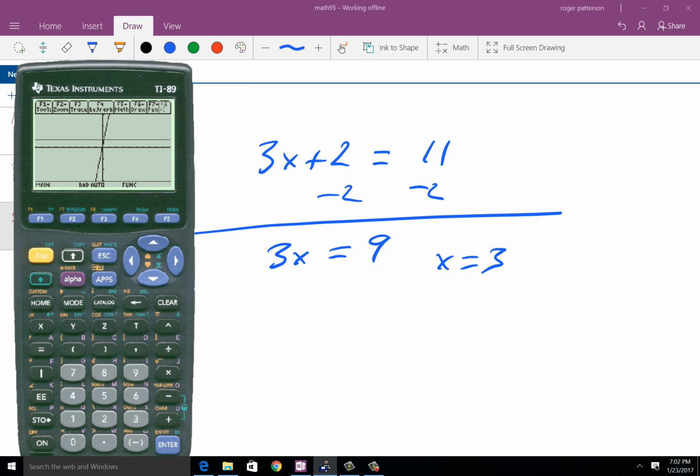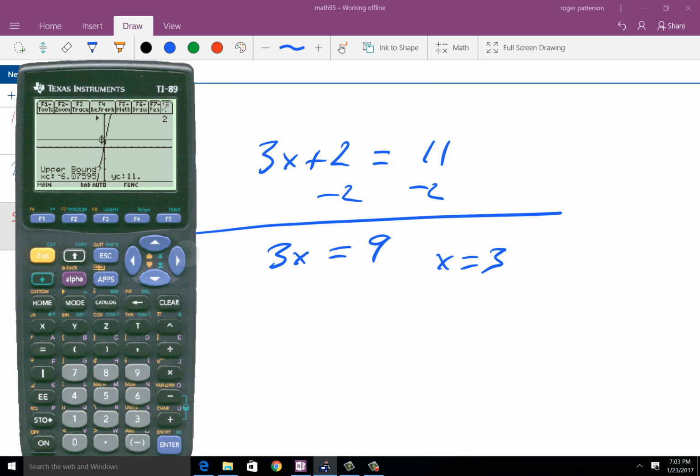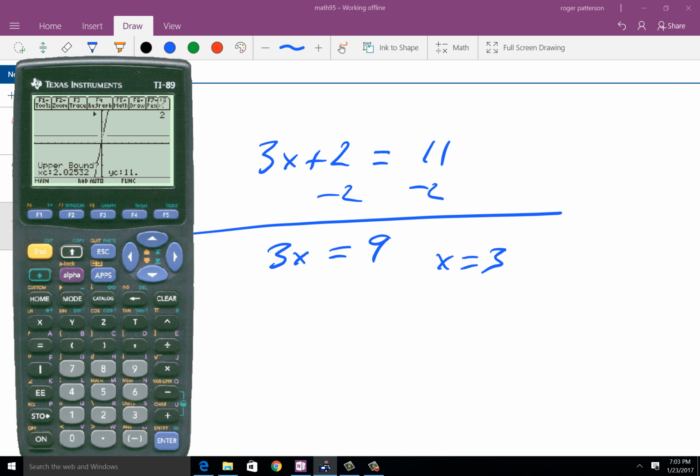Okay, looking for where they cross. What's the key to get the crossing thing? What do we push? Math. Then what? What are we looking for? Intersection. First curve, second curve. I just press enter on that. Lower bound, where do I have to be in reference to that intersection point? Lower means left. You want to be to the left of it. Upper means right. You want to be to the right of it. So you want to surround that point. Okay?